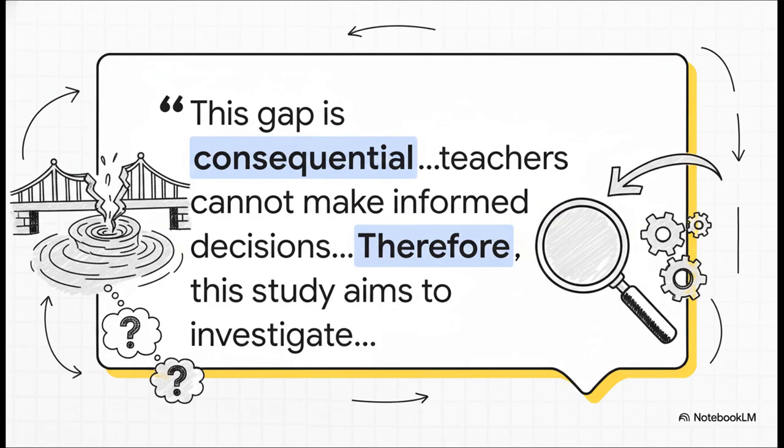You know, a really powerful problem statement does so much more than just say, hey, there's a hole here. It explains why that hole is a big deal. Just look at the language here. It says the gap is consequential. Why? Because teachers can't make informed decisions. That's a real-world problem. And then you see that perfect pivot. Therefore, this study aims to investigate. Bam! That's how you create a sense of urgency and justify your entire project.